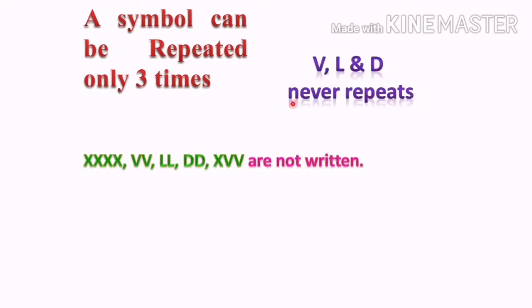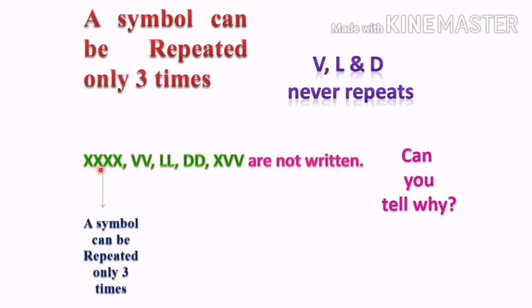Another rule is, a symbol can be repeated only 3 times. And the symbols V, L, D never repeat. See the sentence: XXXX, VV, LL, DD, XVV are not written. Can you tell why? See here, you can see 4 X's. The symbol can be repeated only 3 times. That's why XXXX doesn't occur. Now VV, LL, DD, XVV. If you notice here, you can see that the symbols V, L, D are repeated 2 times. We know that V, L, D never repeat.